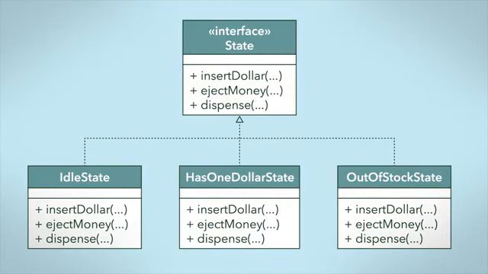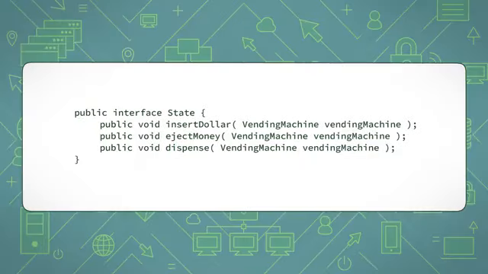And we'll have state classes that implement the state interface, one for each state needed, that is, idle state, has $1 state, and out of stock state. This is the state interface. State classes must implement the methods in this interface to respond to each trigger.